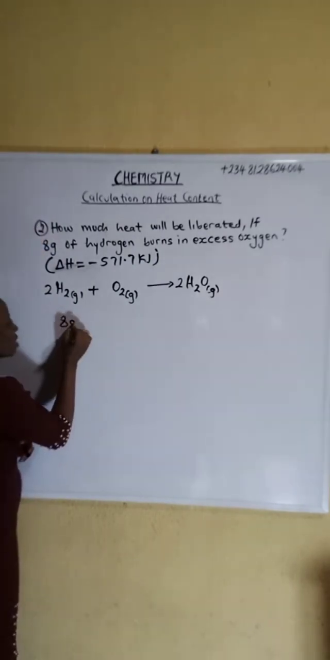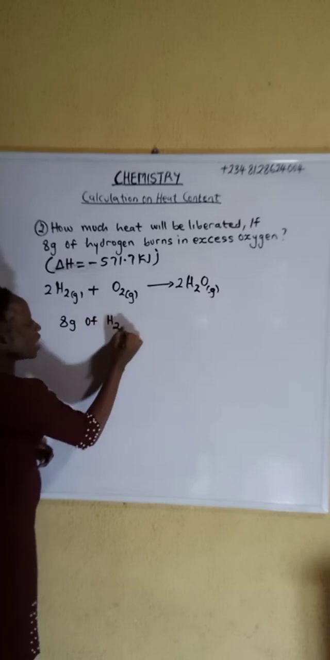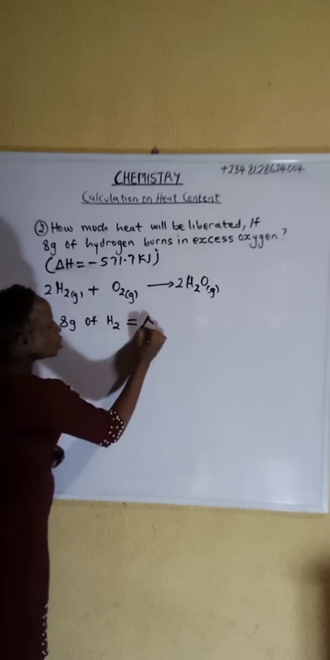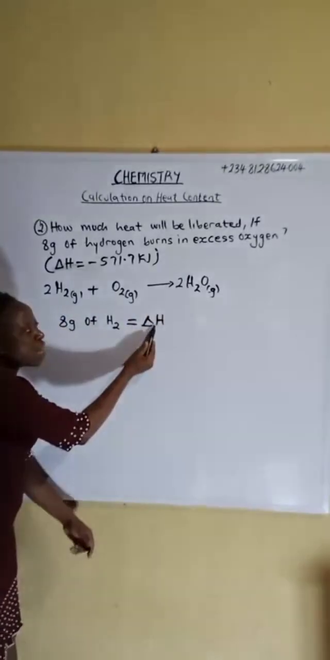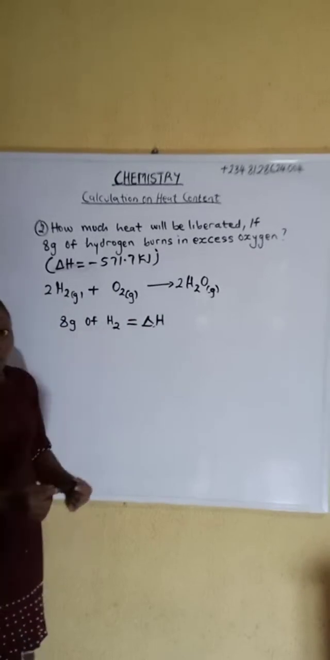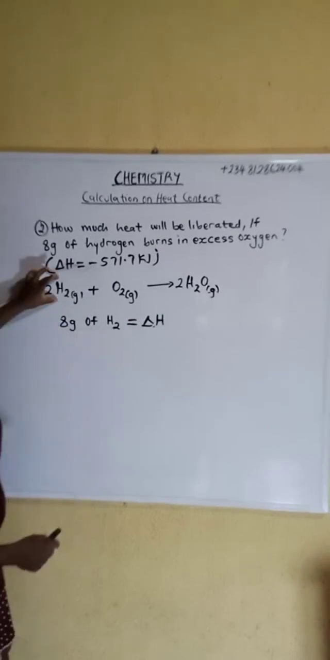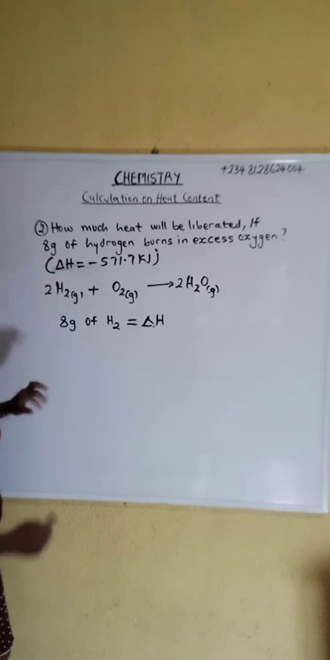So now we are going to say 8 grams of hydrogen gas is equivalent to the amount of heat liberated. We don't know the amount of heat liberated from these 8 grams of hydrogen. Now we are going to come back to our equation of the reaction.